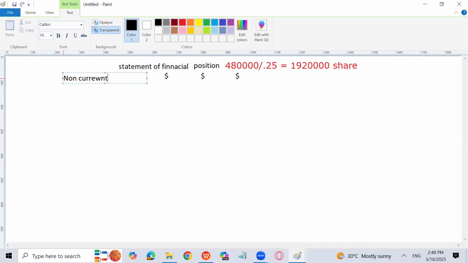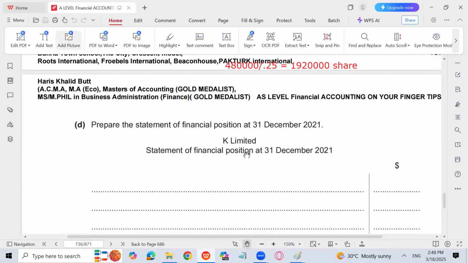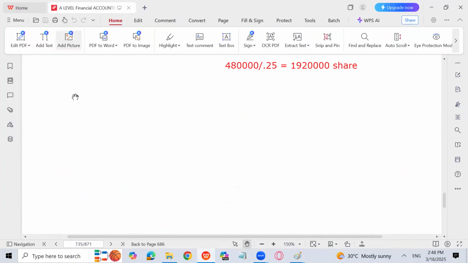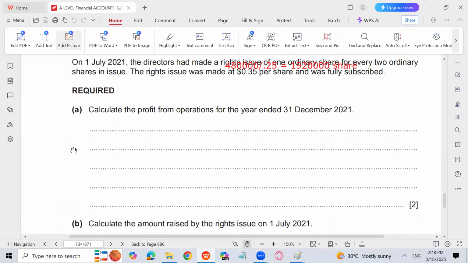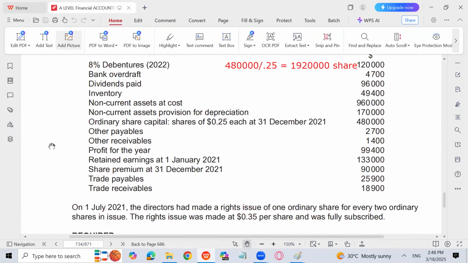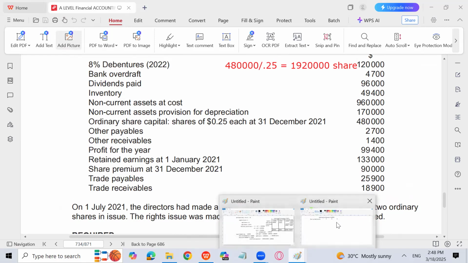Because we know that we have to prepare the non-current asset in the 3-column form. We have to write the non-current assets in the 3-column form according to the IAS 1. To format the balance sheet, you have to follow it. Okay? So let's see, the non-current asset at cost is given, that is 9,60,000, and the depreciation is 1,70,000. So let me write.